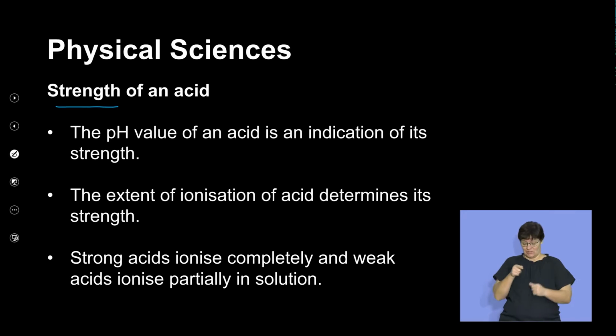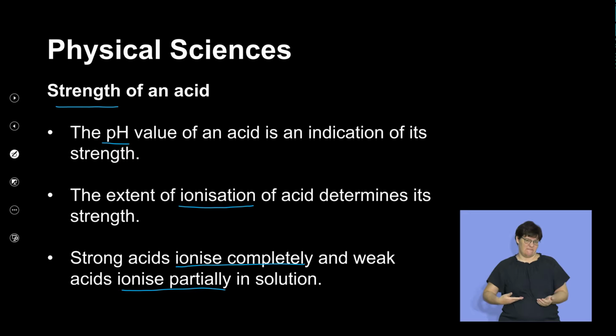So the pH value, which is the pH scale from 0 to 14, of an acid is an indication of its strength, right? So an acid with a pH value closer to 0 is that of a stronger acid, while that which is closer to 7 but less than 7 is a weaker acid. And then the extent of ionization determines again the strength of the acid, as we have indicated. But also strong acids, they ionize completely, while weak acids, they ionize partially. So that's how we classify acids with respect to their strength.